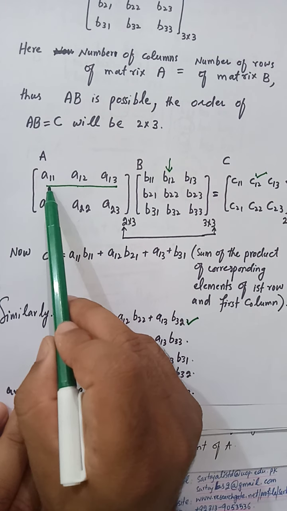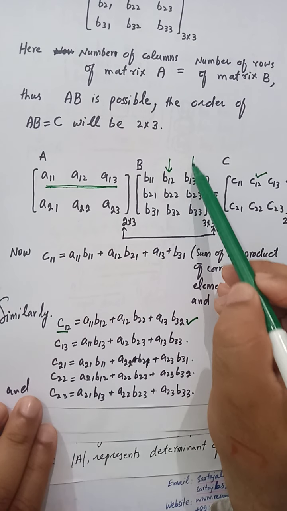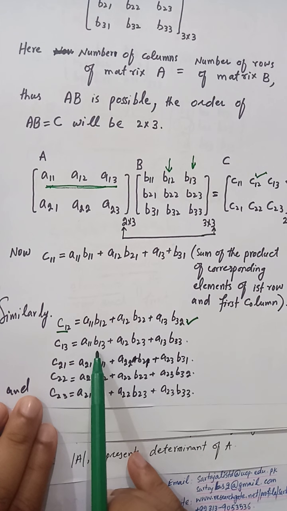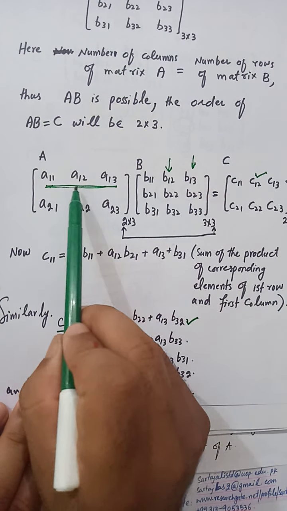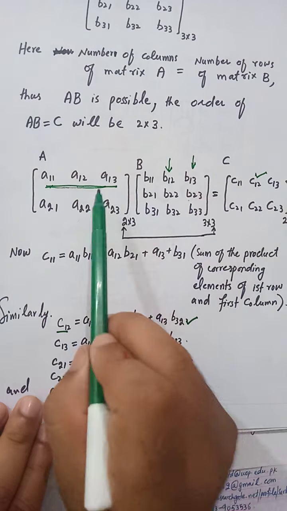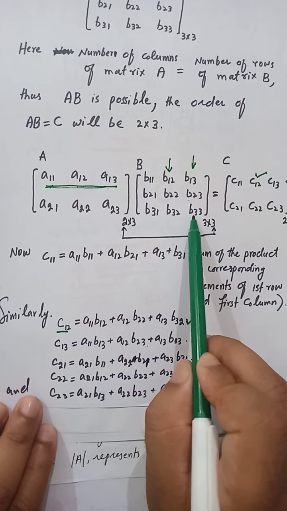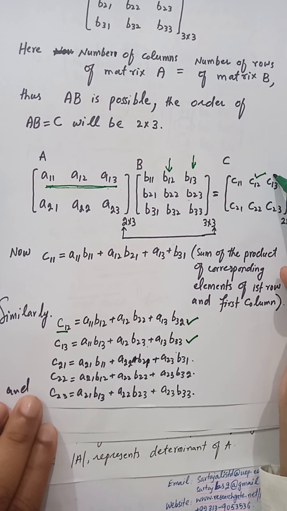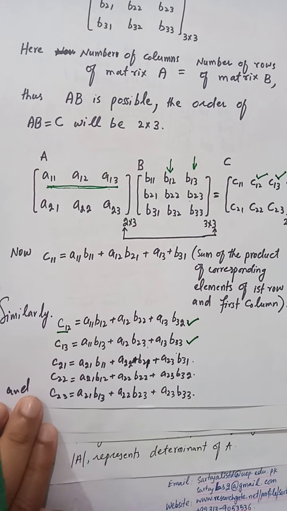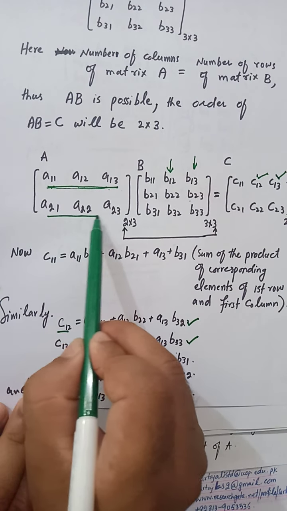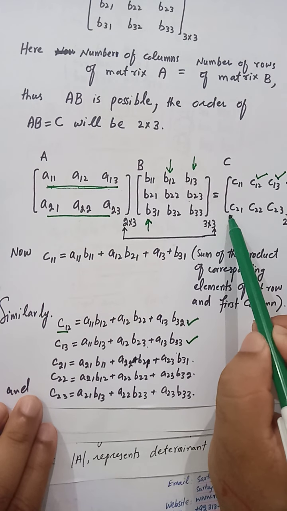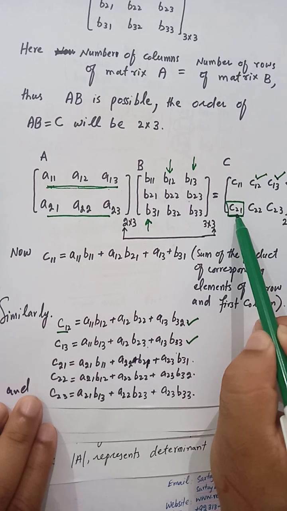Then you will multiply the first row with the third column, so you see that A11 will be multiplied with B13, plus A12 will be multiplied with B23, plus A13 will be multiplied with B33. So from here you will get the element of the first row and third column, because you are multiplying first row with third column. Similarly, when you multiply second row with first column, you will get the element of the second row and first column.